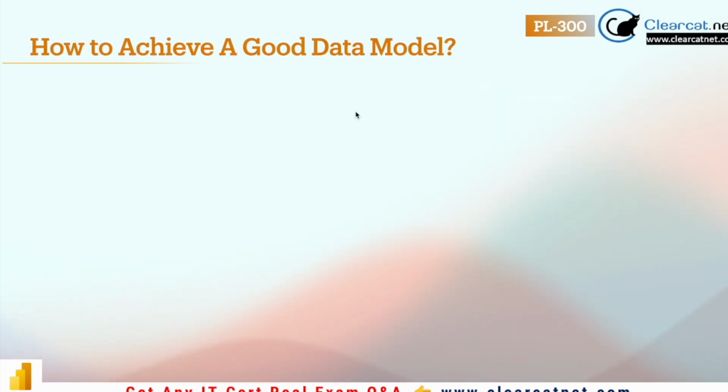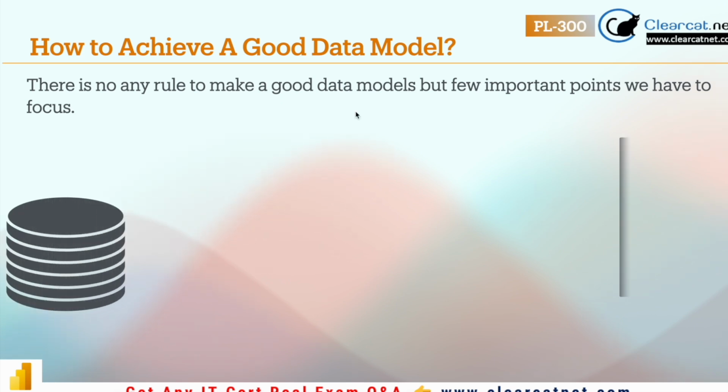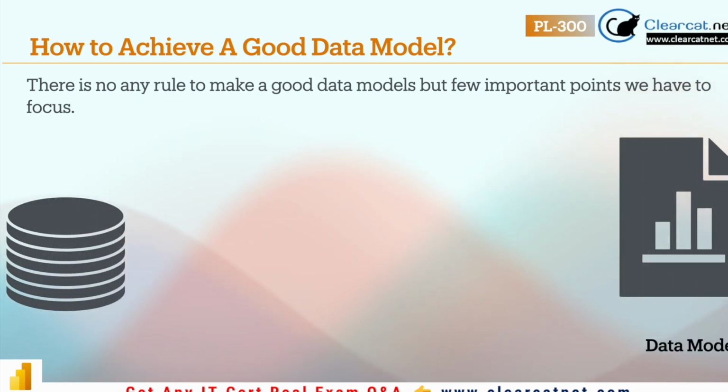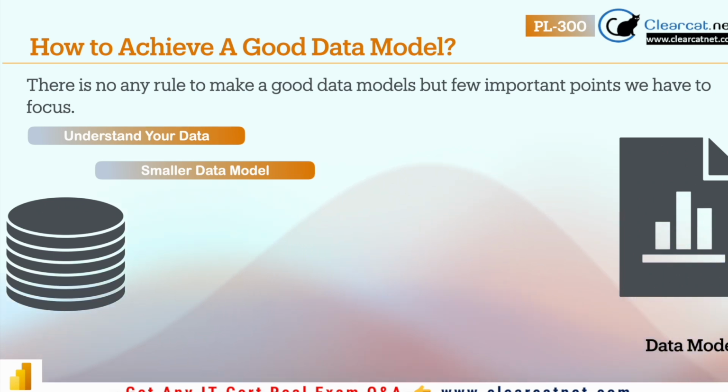How to achieve a good data model? There is no rule to make a good data model, but there are a few important points we have to focus on. I have collected 6 important points on which we are going to work. First, understand your data. It is good to understand your data sources, their connectivity, the kind of data they contain, and the relationships between other tables. Smaller data model. It is good to break down your big dataset into a few small datasets. It will help us to make changes if required and make it easy to handle.